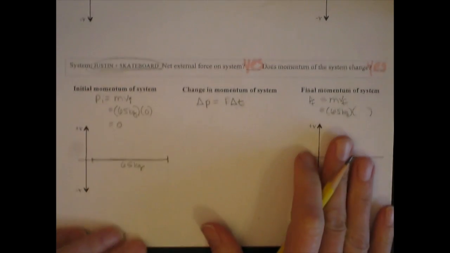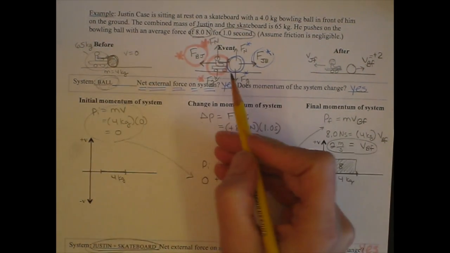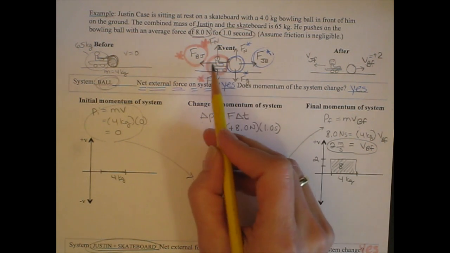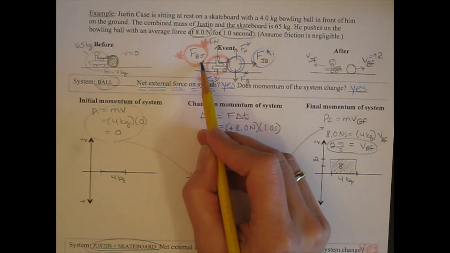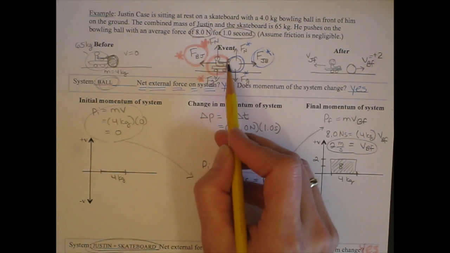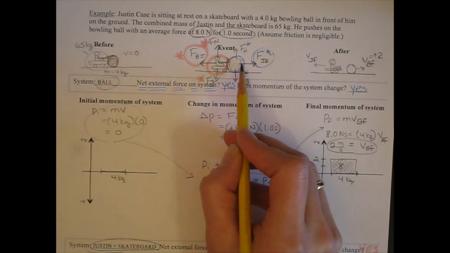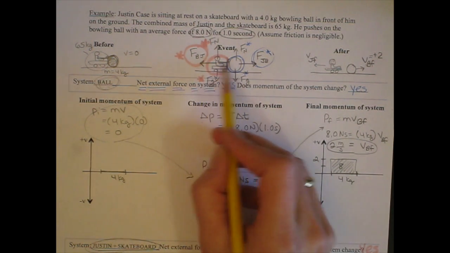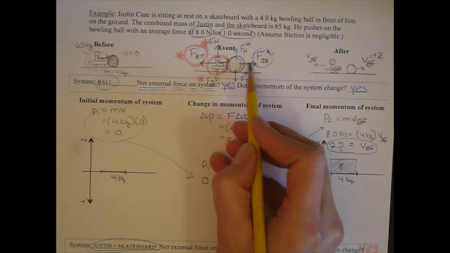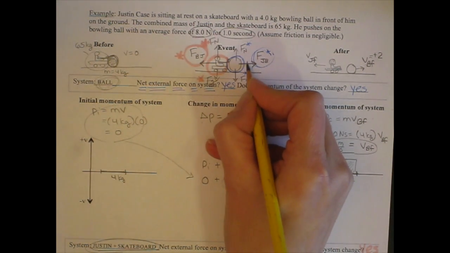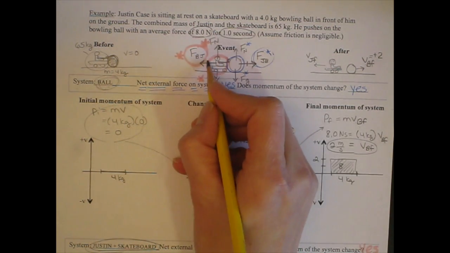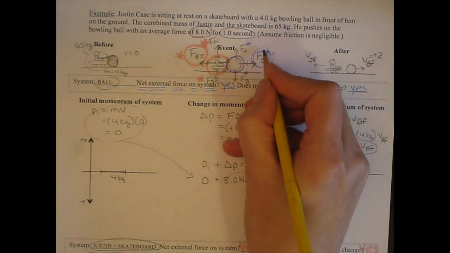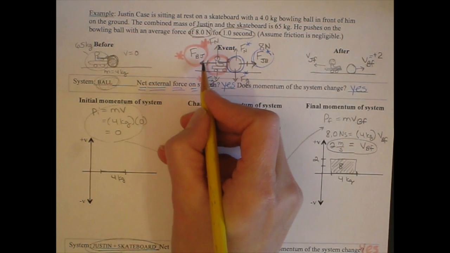Well, I know that he pushed on the ball with a force of 8 newtons for 1 second. But what was the force on him? Well, because he was interacting with the ball, the amount of force with which he pushes on the ball is the same as the force that the ball pushes on him. That's a Newton's third law interaction force pair. So these two forces, the force of Justin on the ball and the force of the ball on Justin and the skateboard, have equal magnitudes. So if this one was 8 newtons, this one is also 8 newtons.